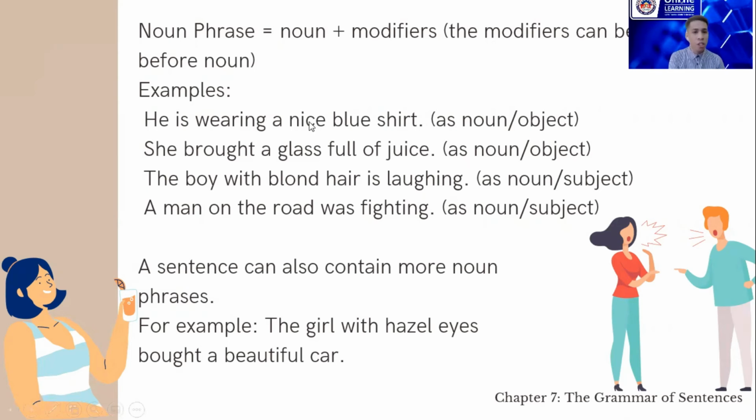That is our object. She brought a glass full of juice. Her object here is glass. So the boy with blonde hair is laughing. So let's take a look first at the verb. What is that about? So that's a subject, the boy with blonde hair.